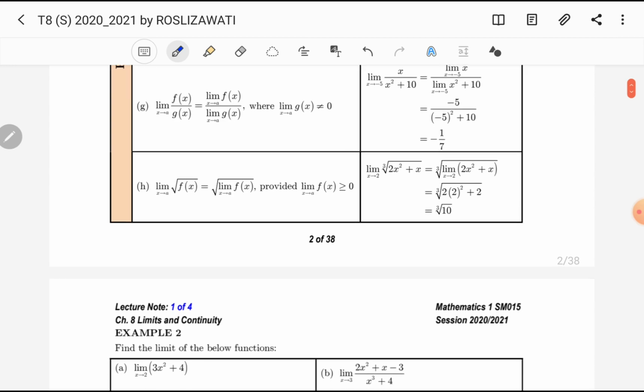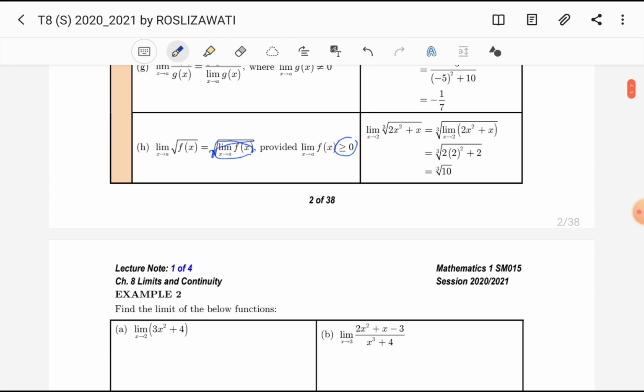Okay, next, the last one. Okay, we have a square root. Limit square root of fx as x approaches a can be written as, okay, square root dekat luar, kita letak square root besar-besar kat luar ni, and then limit dekat dalam. Okay, sama je. And provided limit fx as x approaches a must be more than or equal to 0 lah for this case, sebab kita ada square root function. Okay, the function inside the square root must be positive. Okay, must be positive but can be 0 lah. So that is why letak condition sini greater equals 0.